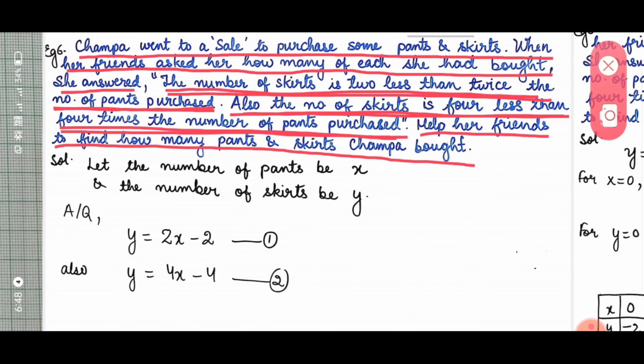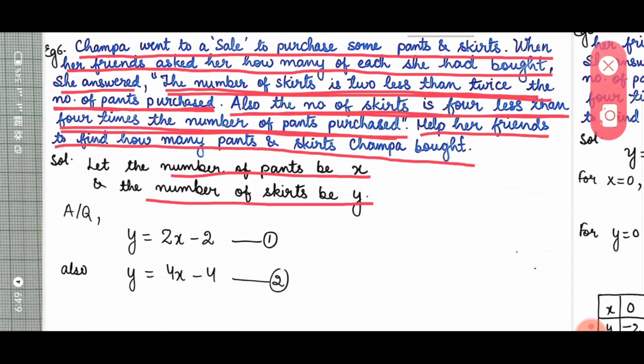That means in the whole question you need 2 variables, one for pants and one for skirts. Here you can see that the number of skirts depends upon the number of pants. So let us assume the number of pants as x and the number of skirts as y. So we have assumed the number of pants as x and number of skirts as y.